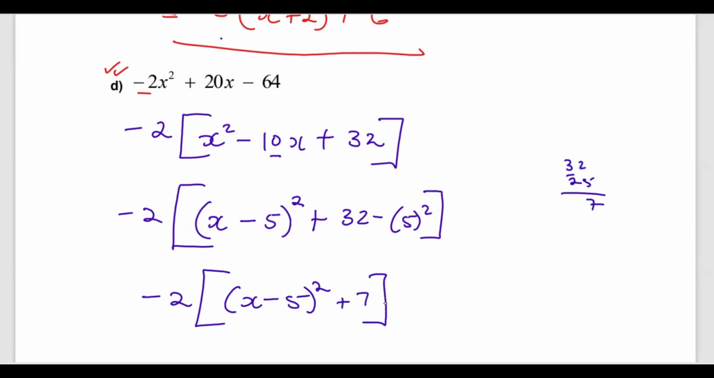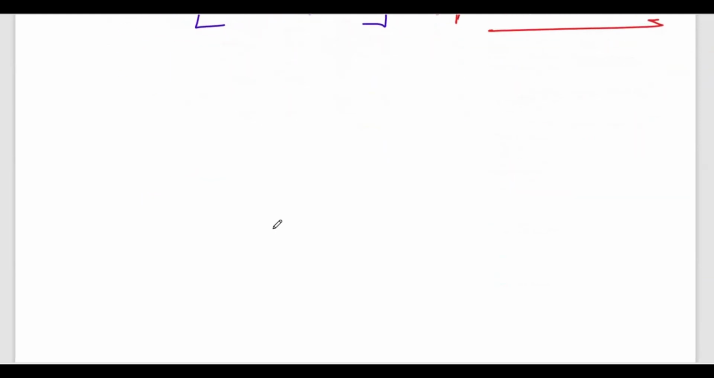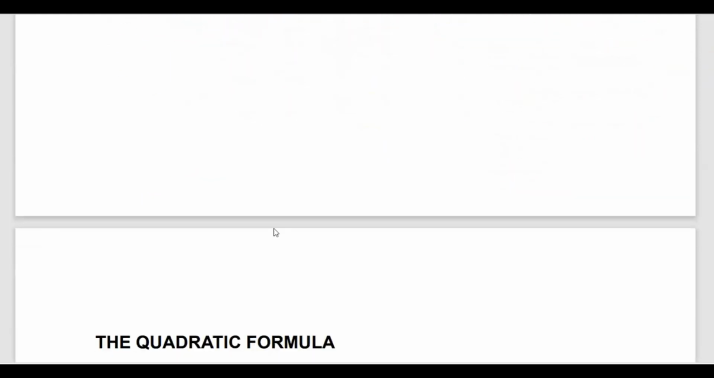And then what is left is now for us to reintroduce the negative 2 back, okay? So this should be negative 2 into x minus 5 squared. Negative 2 times 7, we have negative 14. And then that becomes our final answer. All right, so that is that with the completing squares.